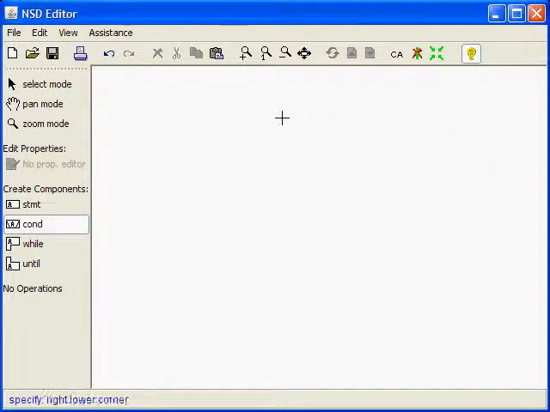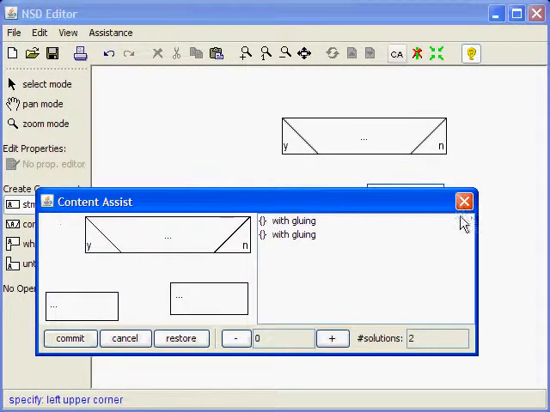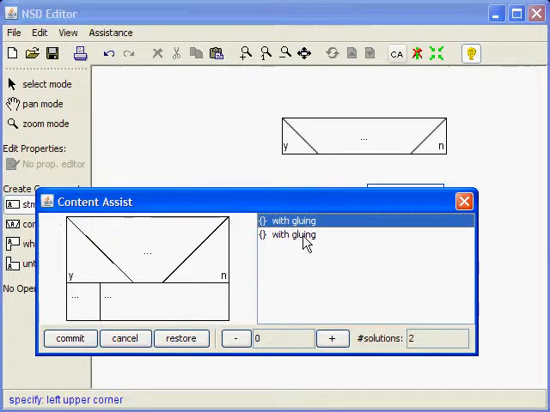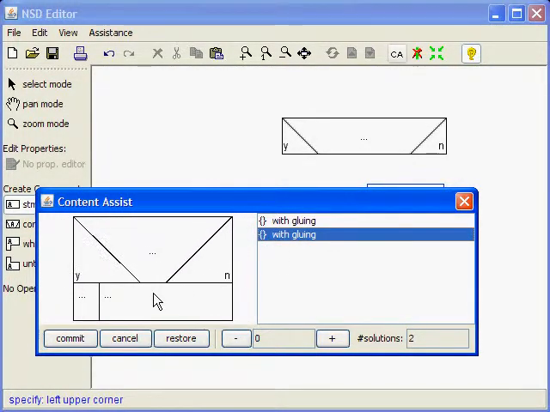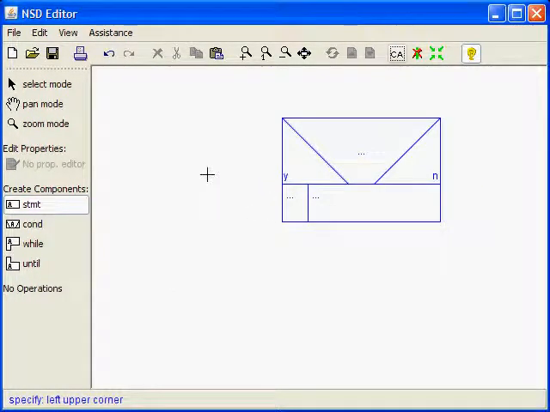If we have a look at the corrections of this diagram, we will see that there are two possible corrections. We can glue it together that way, or we can change the order of these statements and interchange them and get this statement. So these are the two possibilities.